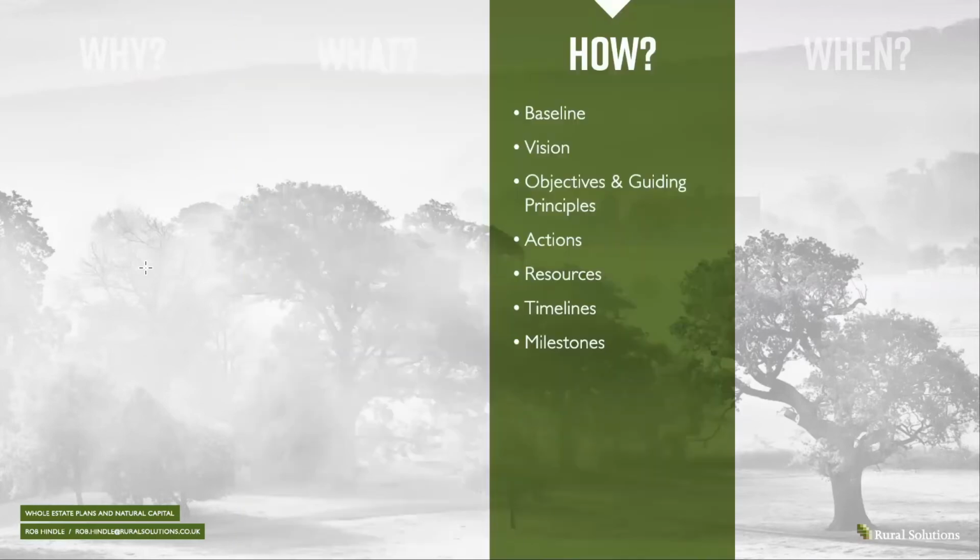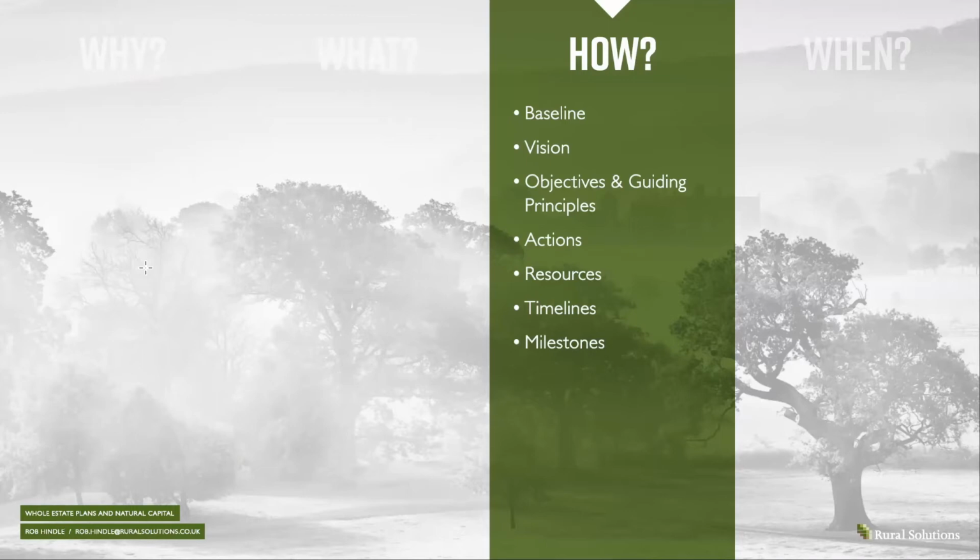How are whole estate plans created? What do they have within them? Well, they will all have some form of either or other of a baseline. They'll have a vision, where do we want to get to and why. They'll have a series of objectives or things that essentially are objectives and guiding principles about the direction of travel and the way you're going to do things.